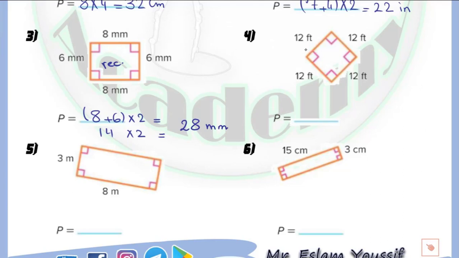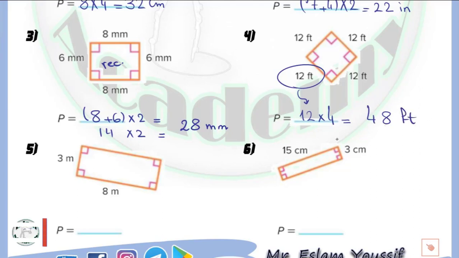The same in question number 4. In question number 4, we are talking about a square, because all of the sides are equal in length. To find the perimeter of the square, just multiply the side length by 4. The side length equals 12, so we multiply it by 4. 4 times 2 equals 8, and 4 times 1 equals 4. So the answer is 48. Just write the unit without any change.